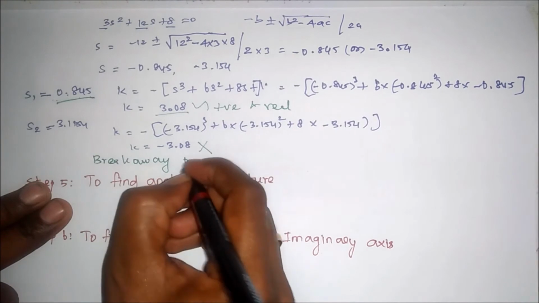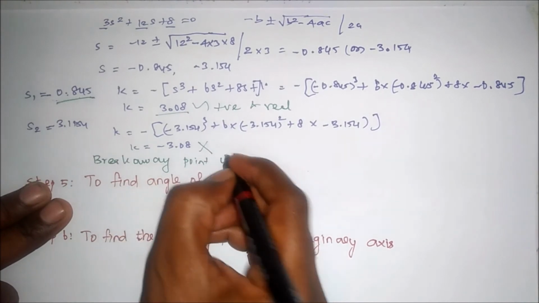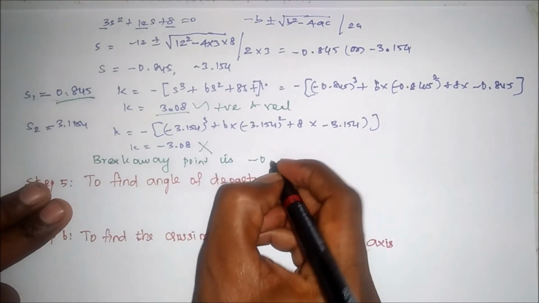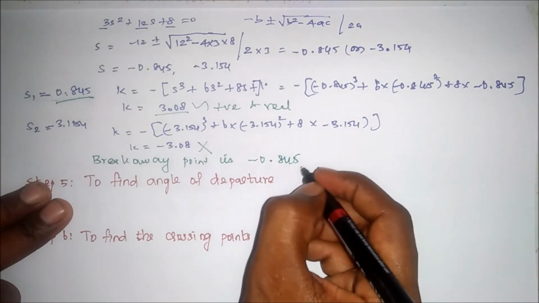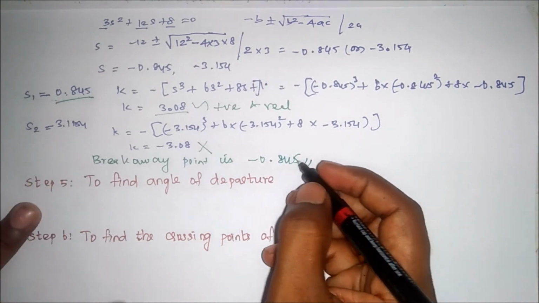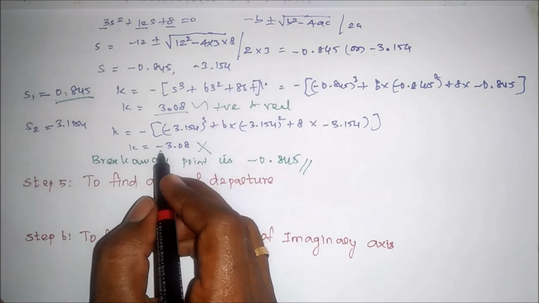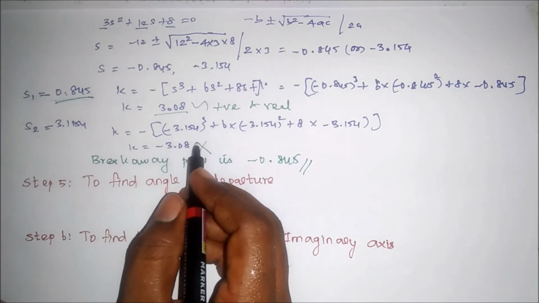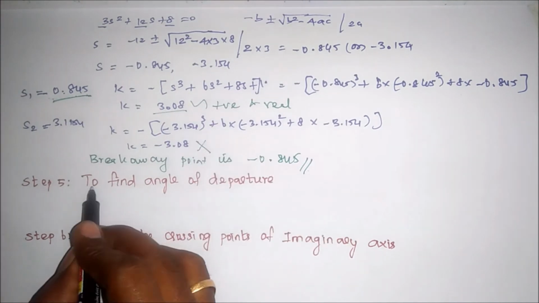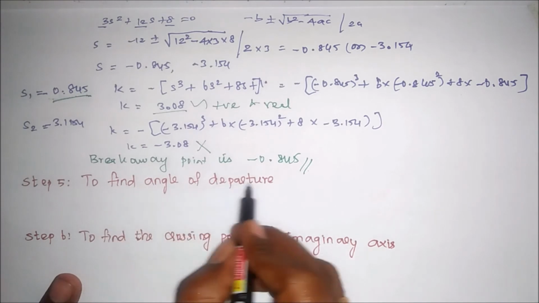Breakaway point is minus 0.845. This is the breakaway point, but this point is not breakaway point because it is negative value. So now we have to find the angle of departure.